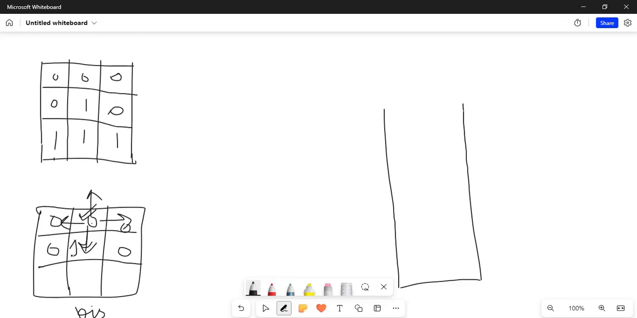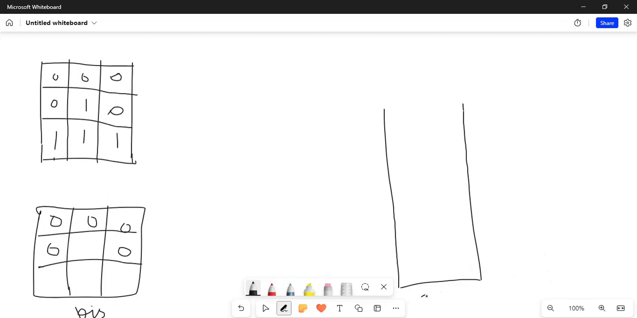If you are able to encounter a 0, that means for this box, the answer for this cell will be the answer of that cell plus 1. Because if this 0 is at d distance from the nearest 0, then this cell will be at d plus 1 distance from the nearest 0. For this purpose, let's start solving.